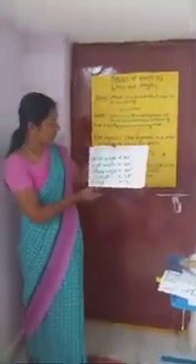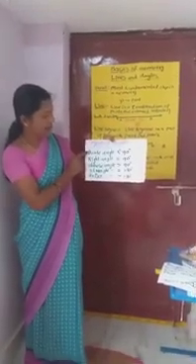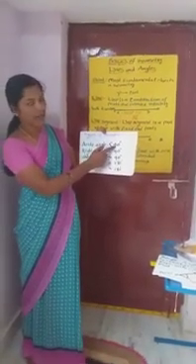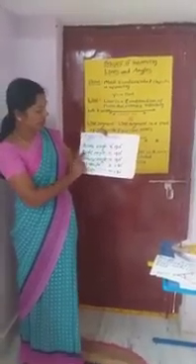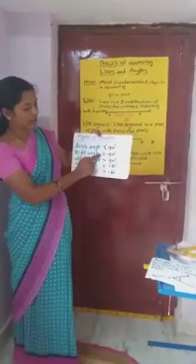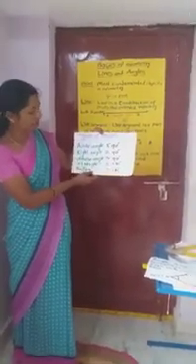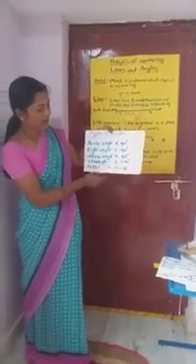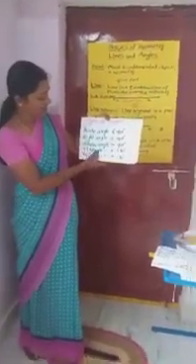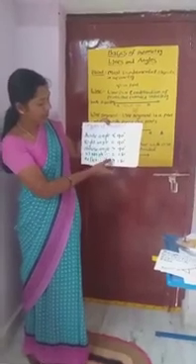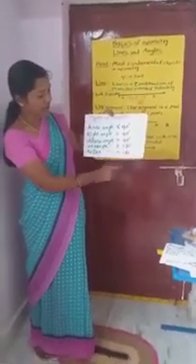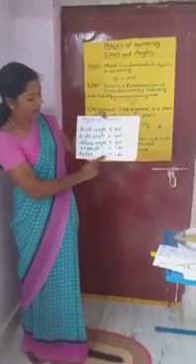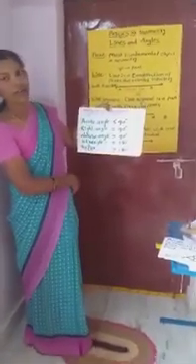Types of angle. First type is acute angle. Acute angle is one whose value is less than 90 degrees. Next one, right angle. Right angle is exactly equal to 90 degrees. Obtuse angle. Obtuse angle is greater than 90 degrees. Next, straight angle. Straight angle is equal to 180 degrees. And next one, reflex angle. Reflex angle is greater than 180 degrees.